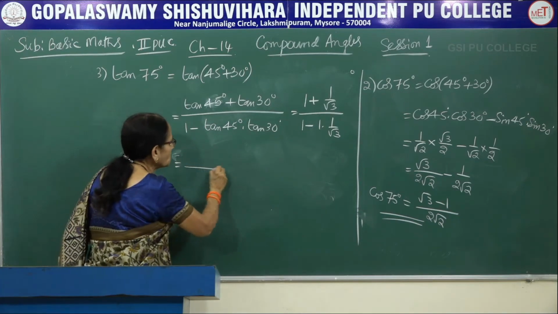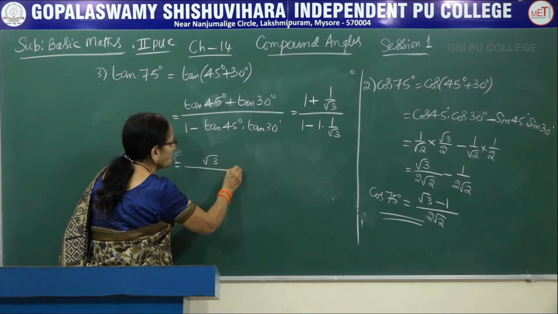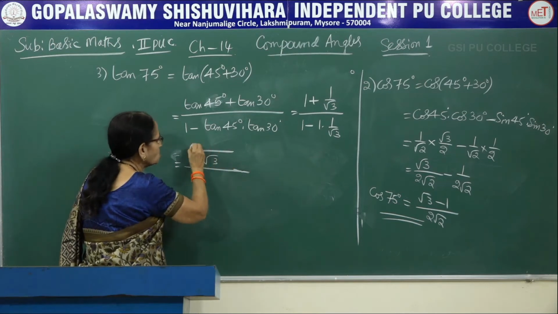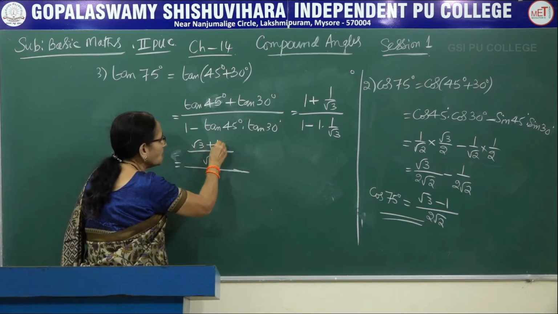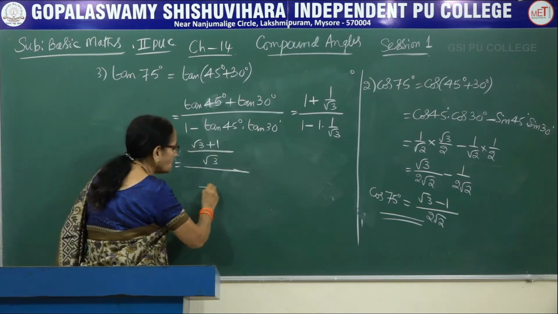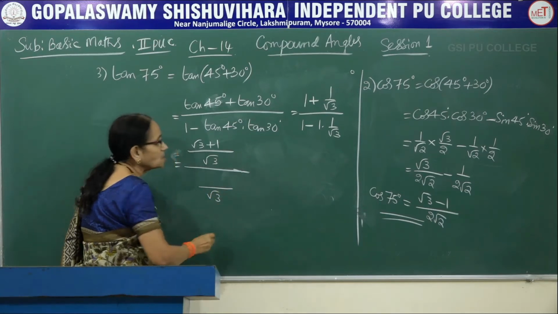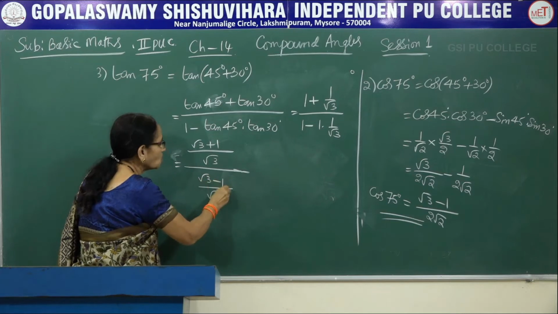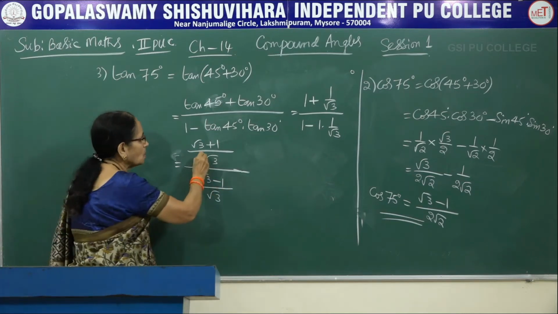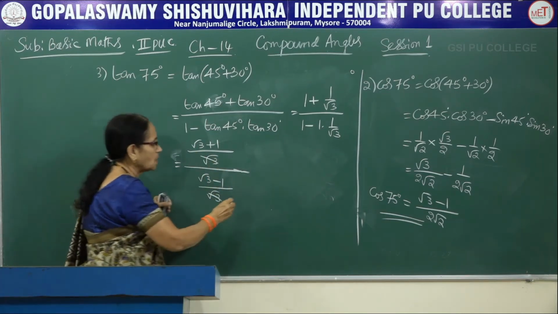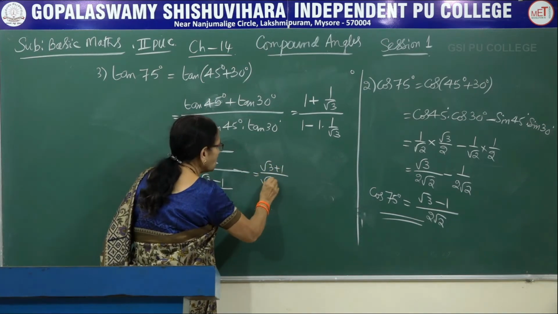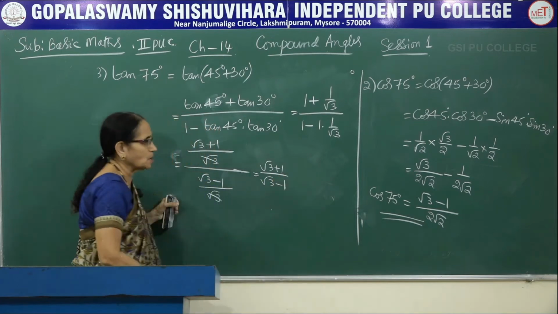So, here we do the arithmetical calculation. For the numerator, LCM is root 3. This would become root 3 plus 1. For the denominator also, root 3 is the LCM. 1 into root 3, that is root 3 minus 1. Now, cancel root 3. What is remaining? Root 3 plus 1 divided by root 3 minus 1.